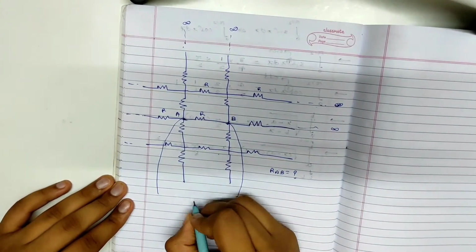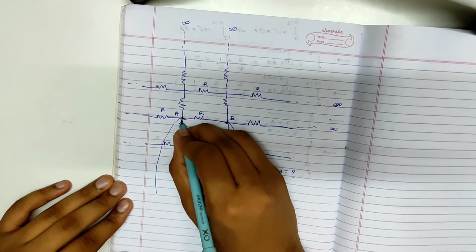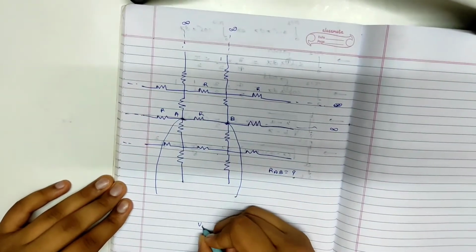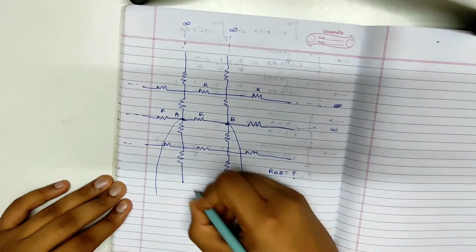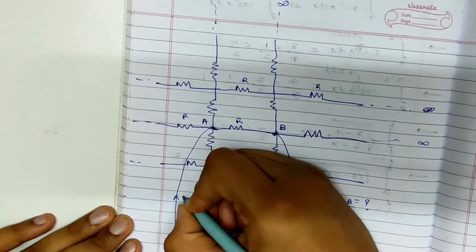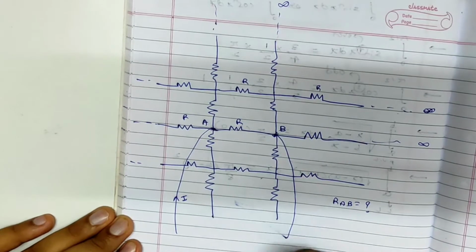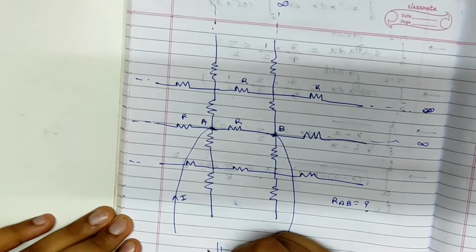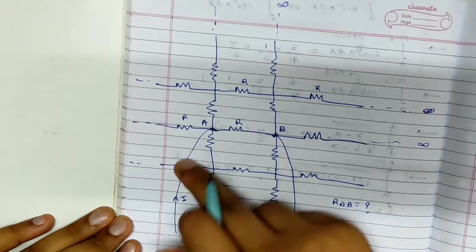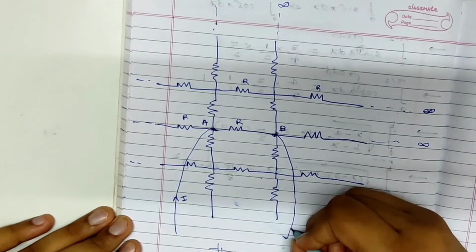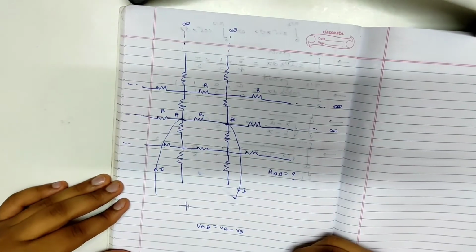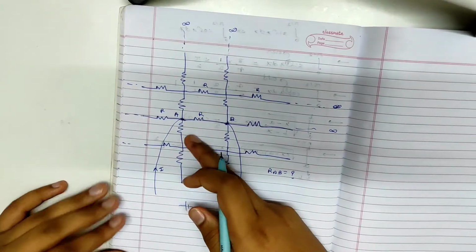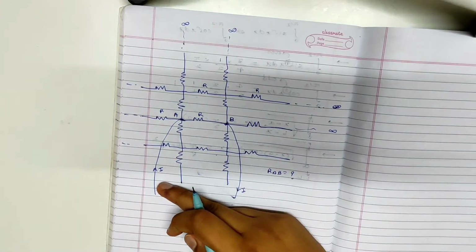Let the potential difference V_AB be V_A minus V_B. We need to pass the current from the positive terminal of the battery. Suppose this is the battery, and whatever current has gone through it, it should receive back the same current, that is the current I. When we pass current from the battery, the current will be I.